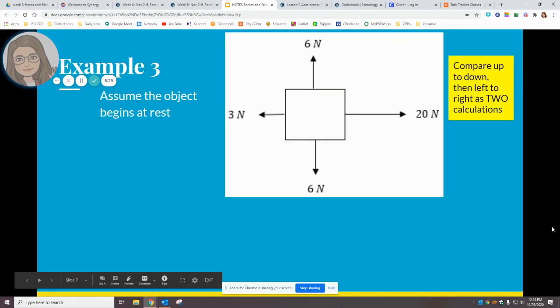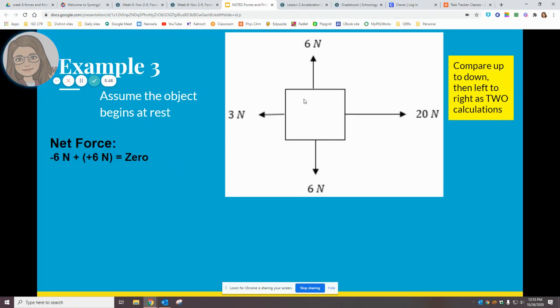One last example. Getting a little more complicated here because we have 4 forces acting on this same box. There's a note up in the corner that says compare up and down, compare left and right, doing 2 separate calculations. So when I calculate the net force, up and down, negative 6 newtons down, positive 6 newtons up, gives me a 0 when I add them together. A negative 3 newtons to the left, 20 positive newtons to the right, gives me an overall net force of positive 17. Balanced or unbalanced?